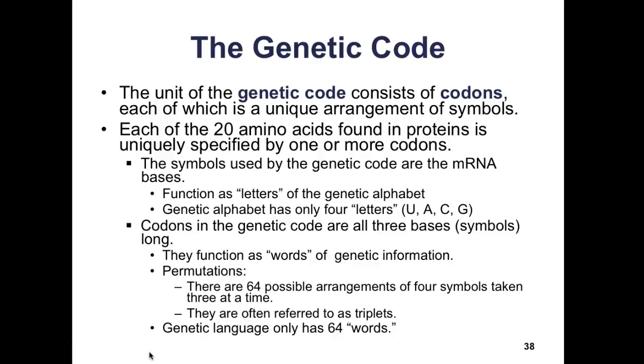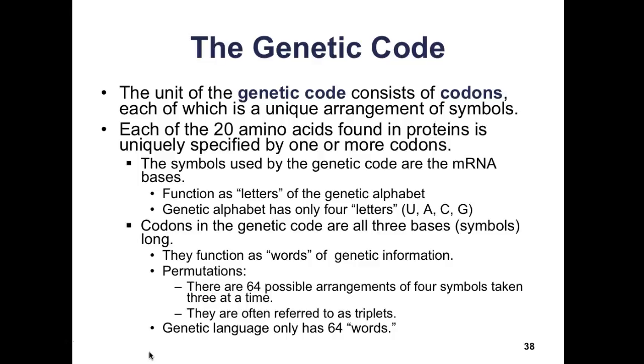So when we think of the codon, we know that the messenger RNA transcript is going to be read in triplet code, or 3 nucleotides at a time. That would be the codon. They function as letters of the genetic alphabet. The genetic alphabet has only 4 letters that you know of: U, A, C, and G. The codons in the genetic code are all 3 base symbols long.